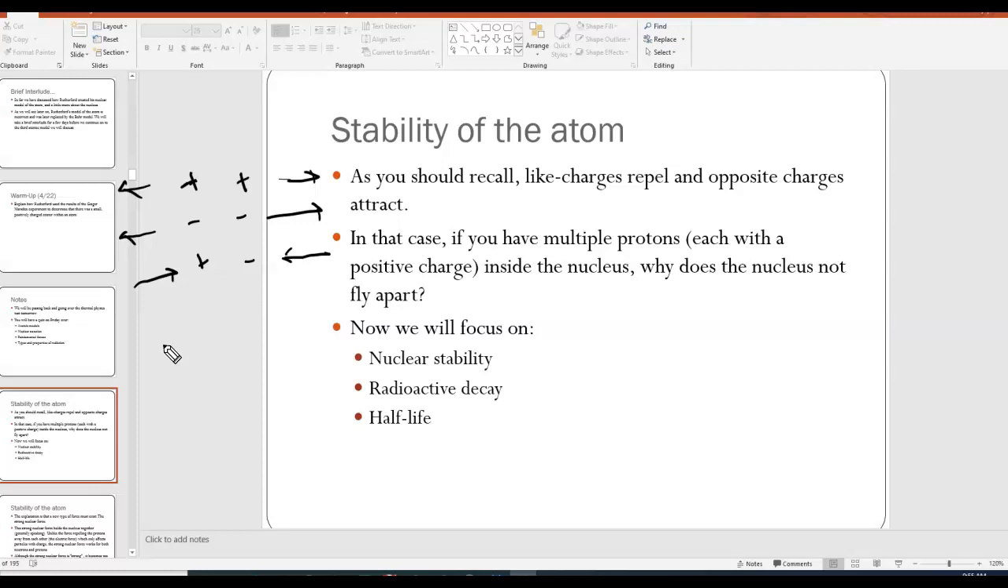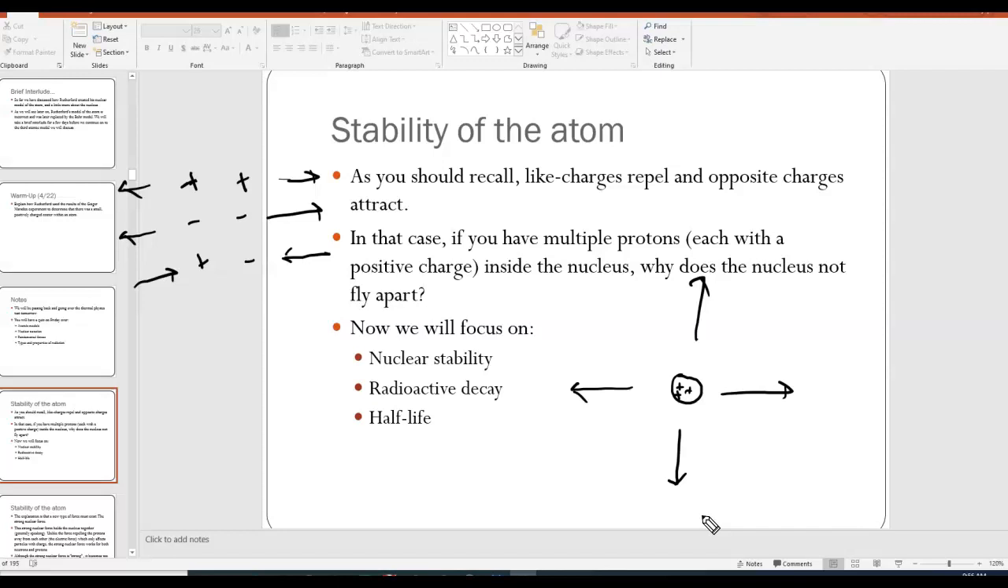So here's a question, and it's a rhetorical question. I don't expect you to know the answer. If you have a nucleus, which is roughly 100,000 times smaller than the atom, meaning it's very, very small, very dense, and you have protons inside of there. Remember, protons have a positive charge. Inside this tiny nucleus, if you have protons super, super close together, they are going to repel. They're going to want to push away from each other. In other words, the nucleus really wants to blow up. So the question is, why does that not happen? Why does the nucleus not fly apart?